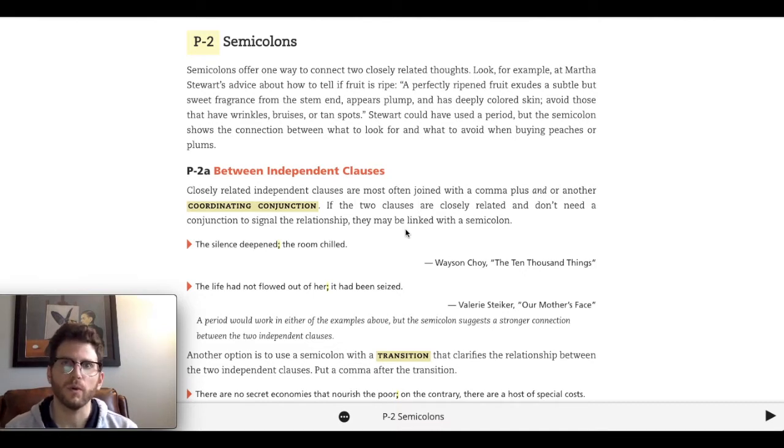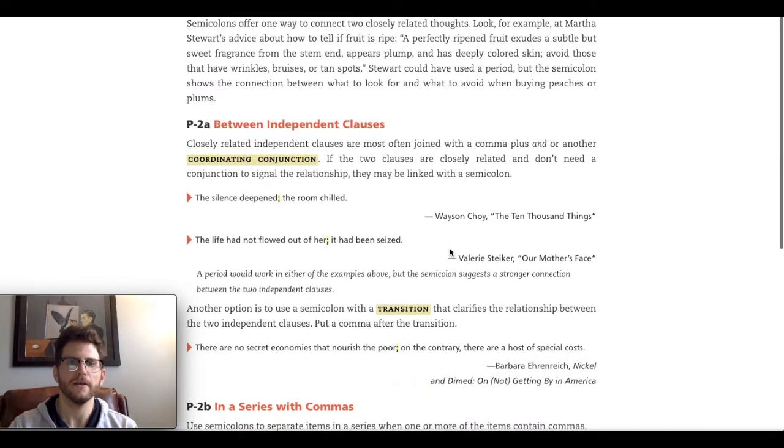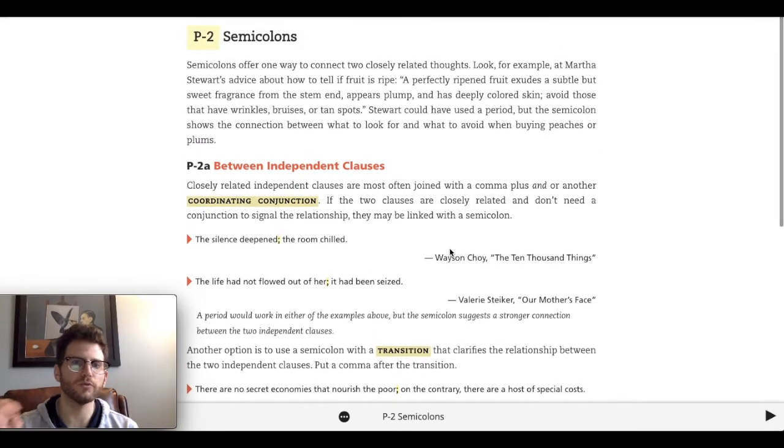And its main use, I would say 95% of the time, is in connecting two independent clauses, as you see here on screen. If you need review on what an independent clause is, go back and watch my video on clauses. I'll also link it up here. So that's what a semicolon is doing. It is, as you can see in the example there, the silence deepened, the room chilled. It's connecting two independent clauses.